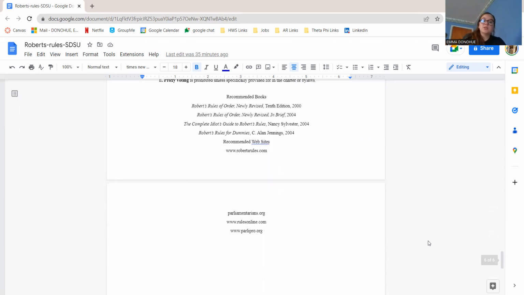Some recommended books, websites and resources, if you would like to learn more about Robert's Rules of Order, are Robert's Rules of Order Newly Revised, 10th edition, from 2000. There's Robert's Rules of Order Newly Revised in Brief from 2004. The Complete Idiot's Guide to Robert's Rules by Nancy Sylvester, published in 2004. Robert's Rules for Dummies, which is a C. Alan Jennings book from 2004. And the websites are robertsrules.com, parliamentarians.org, rulesonline.com, and parlypro.org.